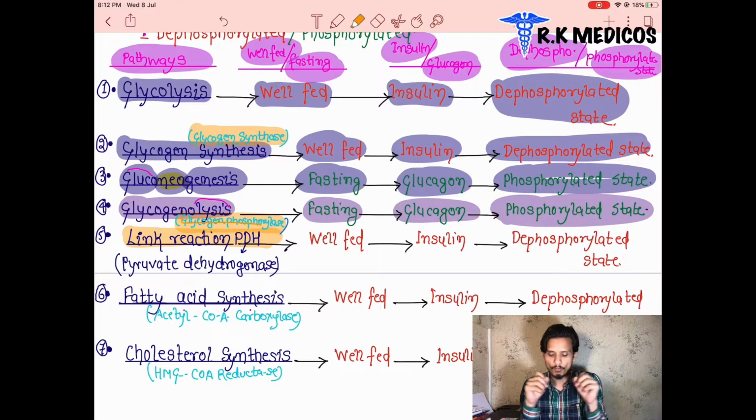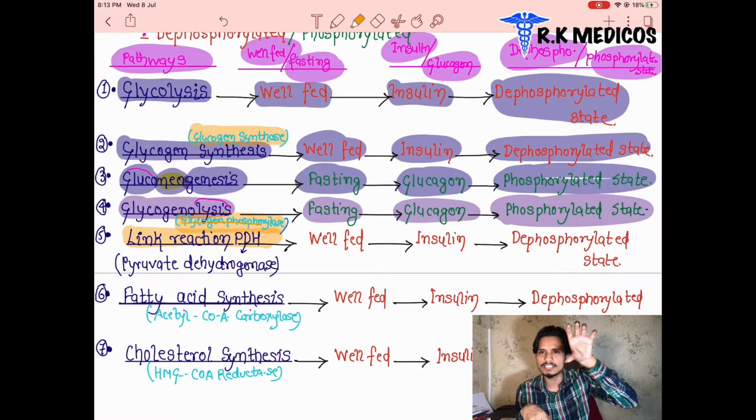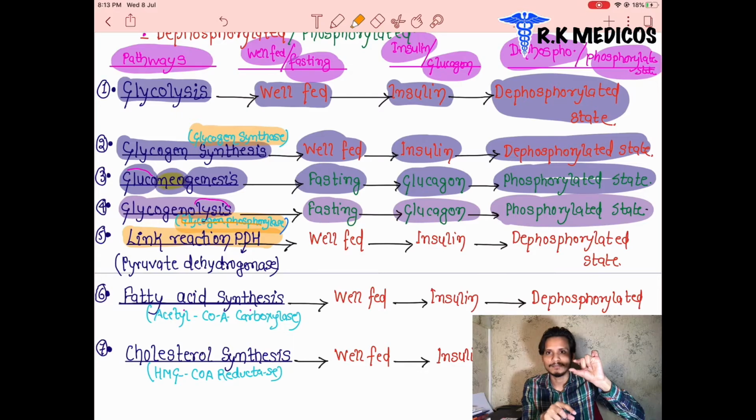Here we can see the link reaction PDH, which means pyruvate dehydrogenase. PDH is basically pyruvate dehydrogenase. It is the enzyme which is connecting them. Suppose that glycolysis is connected with the Krebs cycle. Then between them there is a connecting link, and the pyruvate gets converted into acetyl CoA. After that the acetyl CoA links to the Krebs cycle, or the tricarboxylic acid cycle. These are the link reactions.